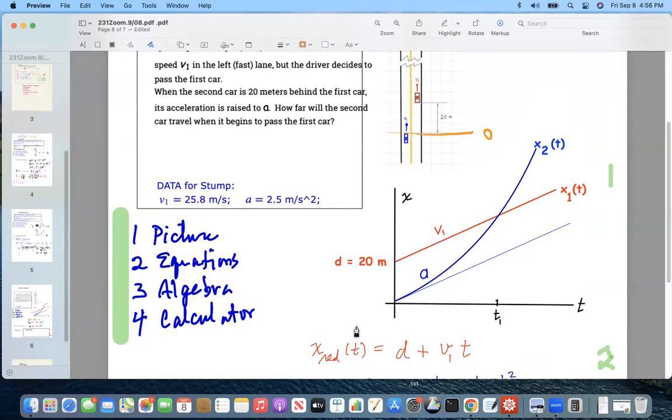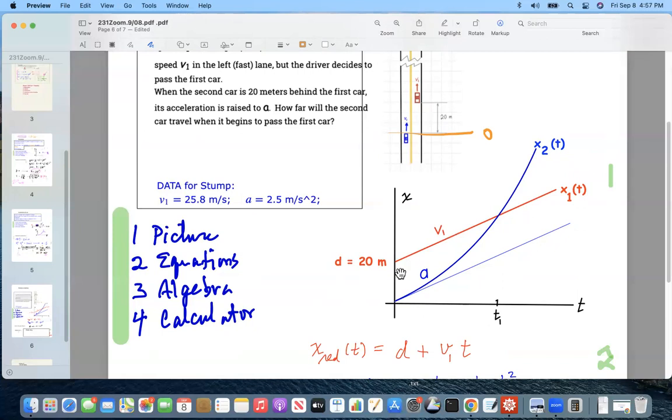Now, how about the blue car? Well, the blue car starts out with the same slope. So if the blue car didn't apply the accelerator, the blue car would travel along this line. This would be the motion of the blue car if he didn't apply the accelerator, because he'd just continue to travel 20 meters behind the red car.